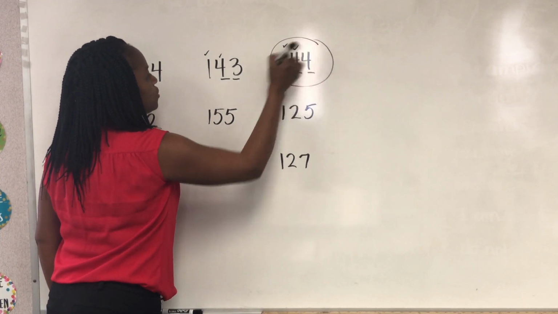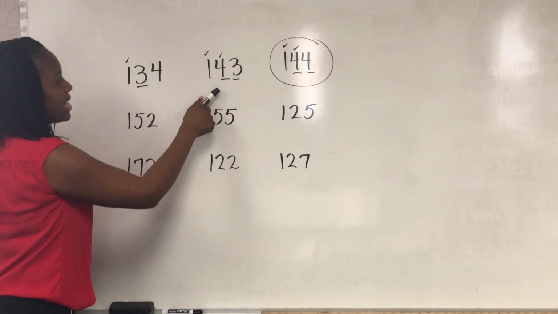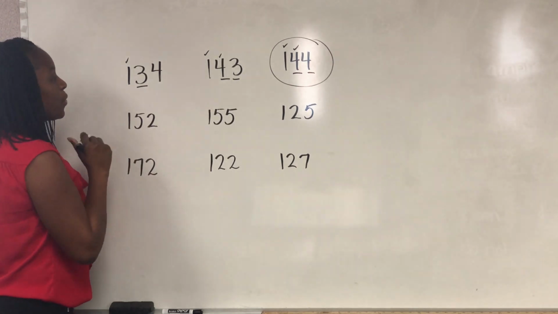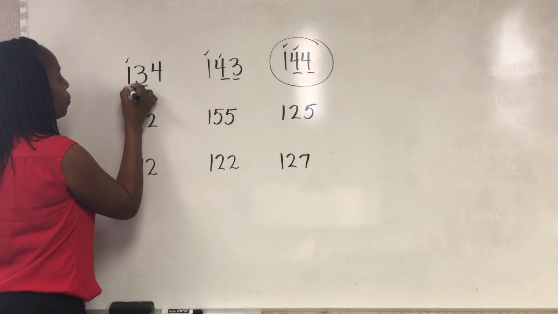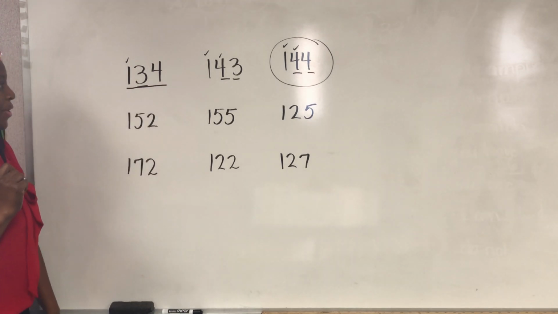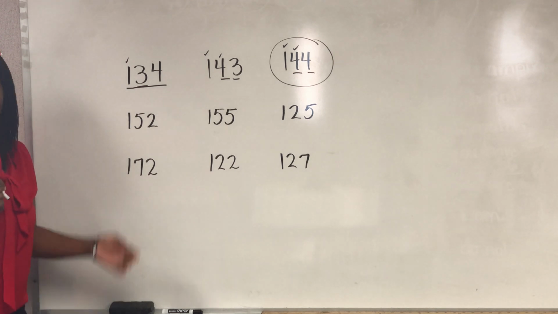So I'm going to go ahead and circle it, okay? Since this is the second greatest, I'm going to leave it alone. So we're going to underline the least. So 134 is the least number. All right, let's take a look at our next row.